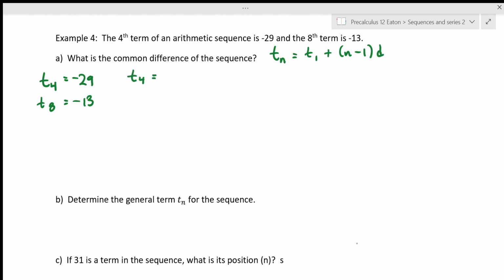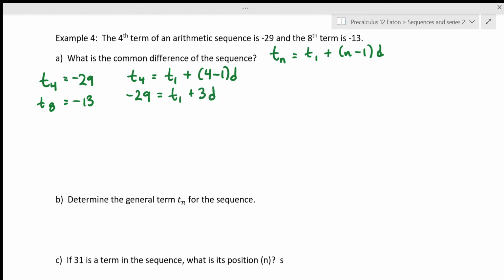So T4 is T1 plus, well, we know for this term n is equal to 4. So that's going to be plus 4 minus 1 times D. Now I'm going to replace T sub 4 with its value, which is negative 29, and simplify a bit. So I get negative 29 is T1 plus 3D.